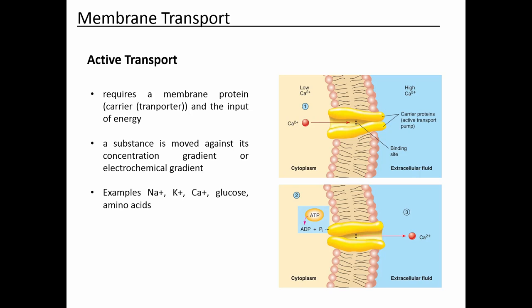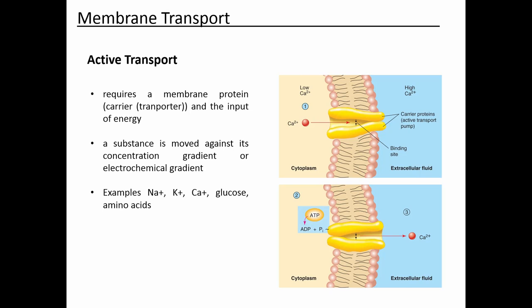And the reason that it requires the input of energy is because you're moving something from where its concentration is low to where its concentration is high. That's like moving water up a waterfall. So that's going to require energy. And so in active transport, you have a membrane protein and an energy source within the cell that allows a carrier to move a substance from where its concentration is low to where its concentration is high. So the carrier moves the substance against its concentration gradient.